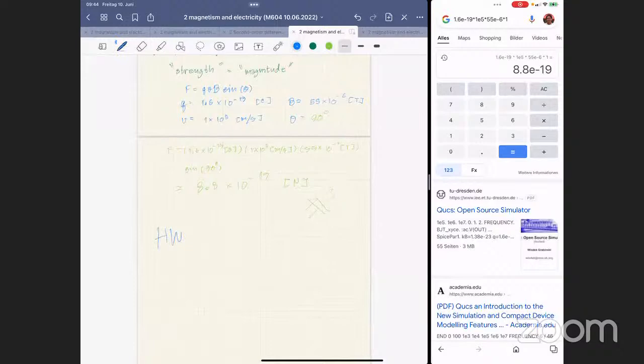Homework is something about one problem, okay, one problem related to the Lorentz force. Okay, Lorentz force.